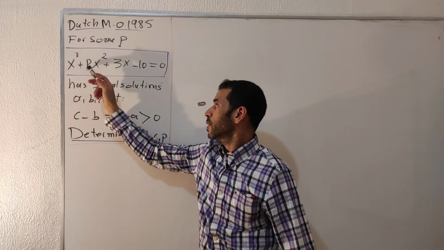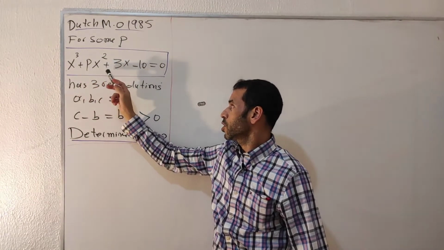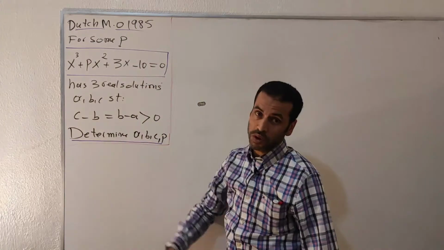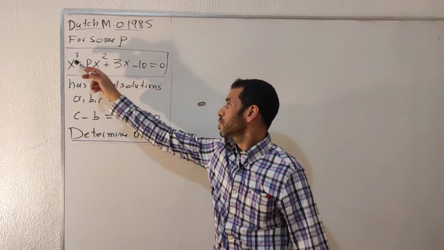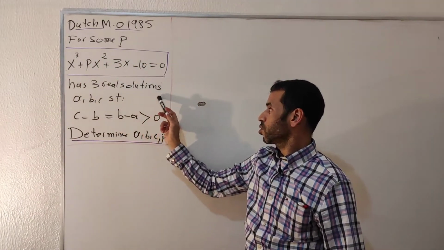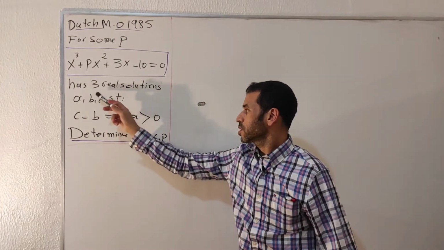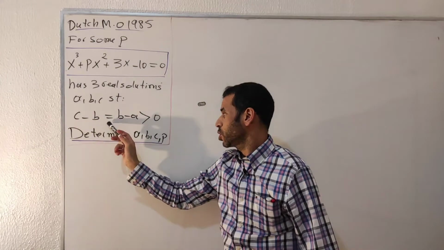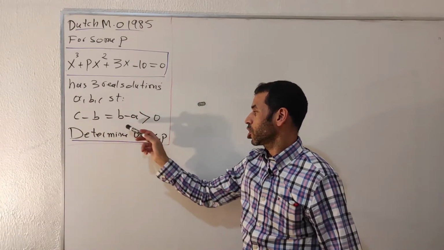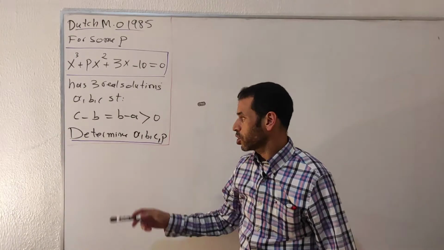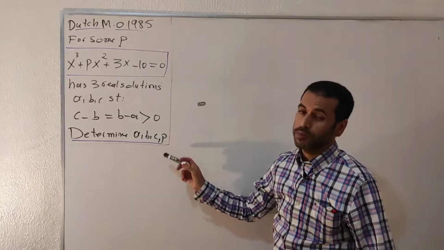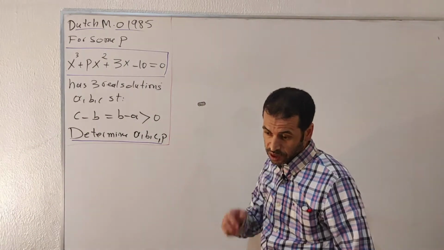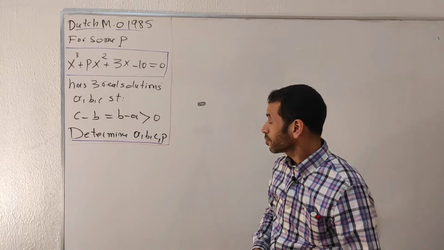We have x cubed plus p multiplied by x squared plus 3x minus 10 equals 0. This polynomial has three real solutions a, b, c satisfying the following condition: c minus b equals b minus a, which is strictly greater than 0. The question is: determine a, b, c and p. Indeed, this is a very nice and ordinary equation.